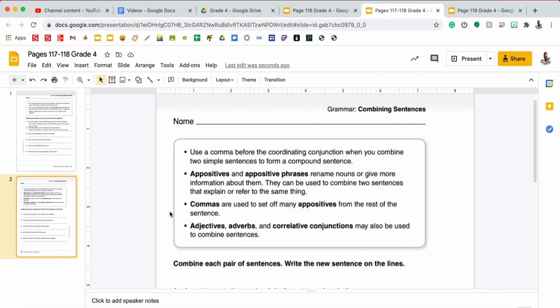Appositives and appositive phrases rename nouns, or give more information about them. They can be used to combine two sentences that explain or refer to the same thing. Commas are used to set off many appositives from the rest of a sentence. Adjectives, adverbs, and correlative conjunctions may also be used to combine sentences. We're going to do 2 of these together.